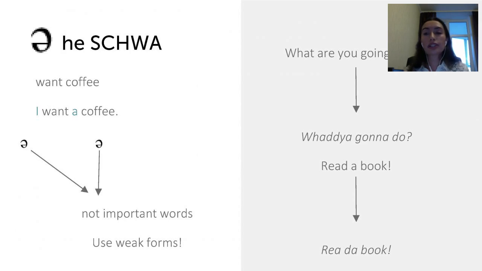What are you gonna do? What you gonna do? Read a book. Read a book. What are you going to do? Don't sound like a robot. What you gonna do? Read a book. Thank you. Next, please.